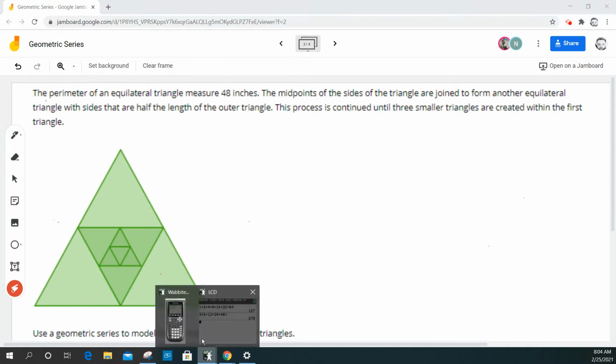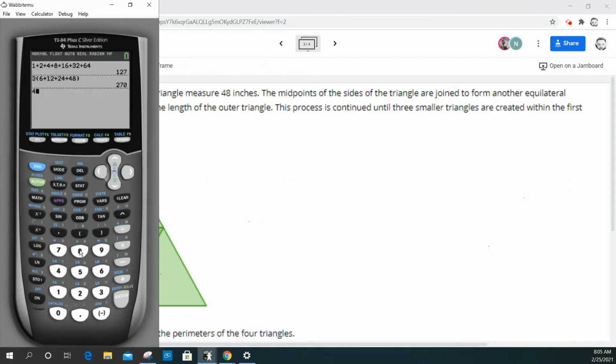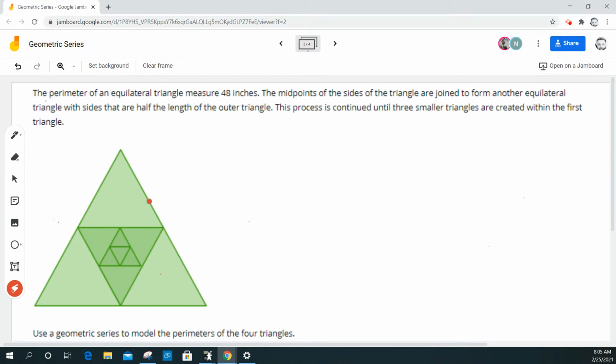So let's check on our calculator. If I say 48 divided by 3, I should get 16. Yeah. So for the perimeter to equal 48, that means that this is 16, this is 16, 16. But the perimeter of the first triangle is 48 if you add those up.